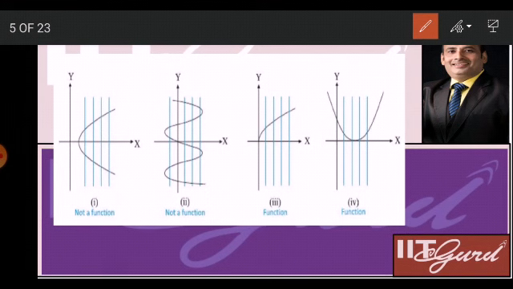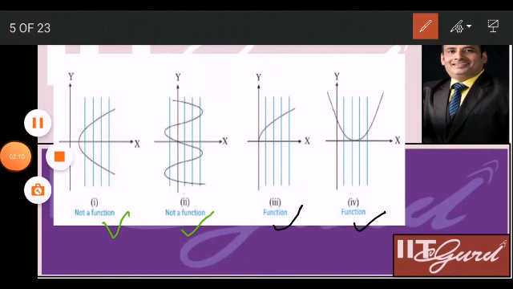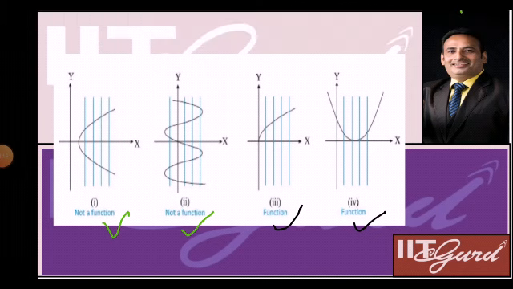Okay, so let's take some examples over here. Here if you see graph 1 and graph 2, as we draw a line parallel to the y-axis, it is not a function. In this one also it is not a function. But in the third graph and fourth graph, it is a function. So this is the function, what we say here.